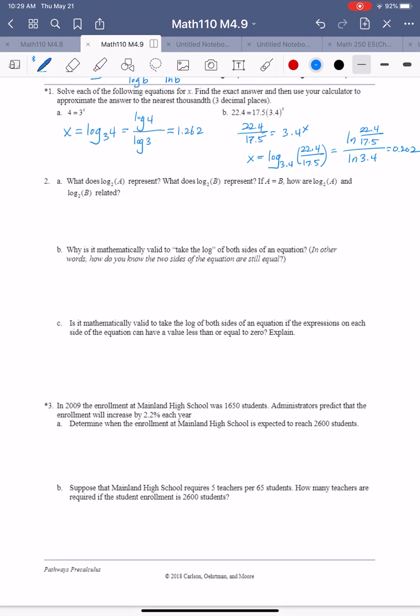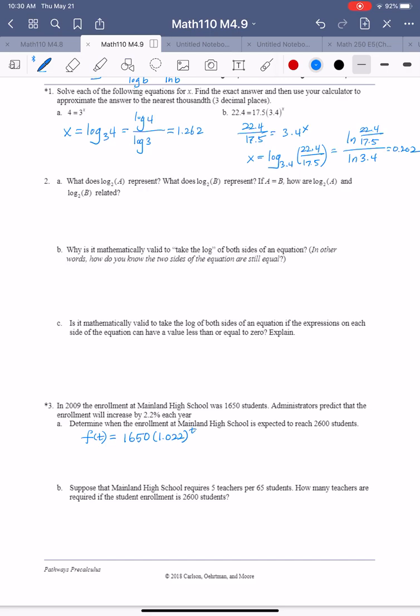Now let's look at number 3. In 2009, the enrollment at Mainland High School was 1650 students. Administrators predict that the enrollment will increase by 2.2% each year. Determine when the enrollment at Mainland High School is expected to reach 2,600. Okay, so let's make the formula here. Let t be the years. Starting from 1650 in 2009, each year increasing 2.2% means multiplying by 1.022.